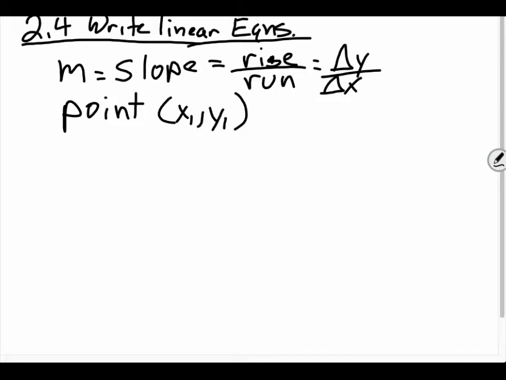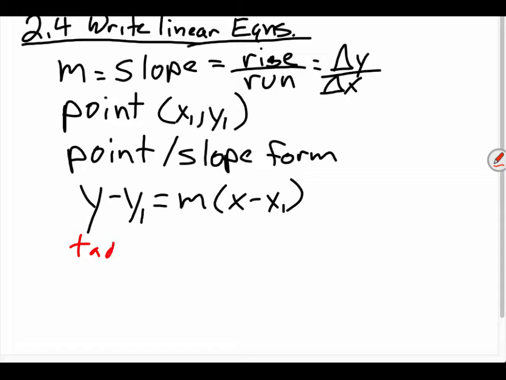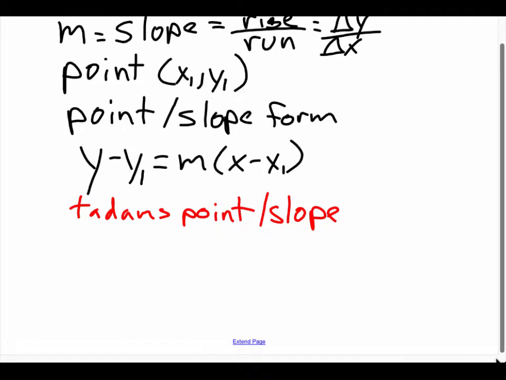Now, if we do that, there's a particular form. It's called the point slope form. And it goes like this: y minus y sub 1 is equal to m times the quantity x minus x sub 1. Now, Mr. Adams likes to do the Tatum's point slope form because basically we're going to write this into the slope intercept form.